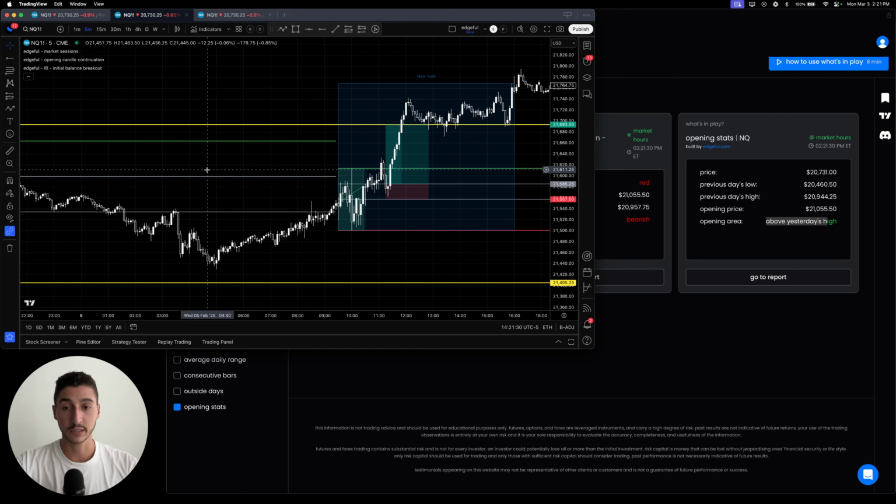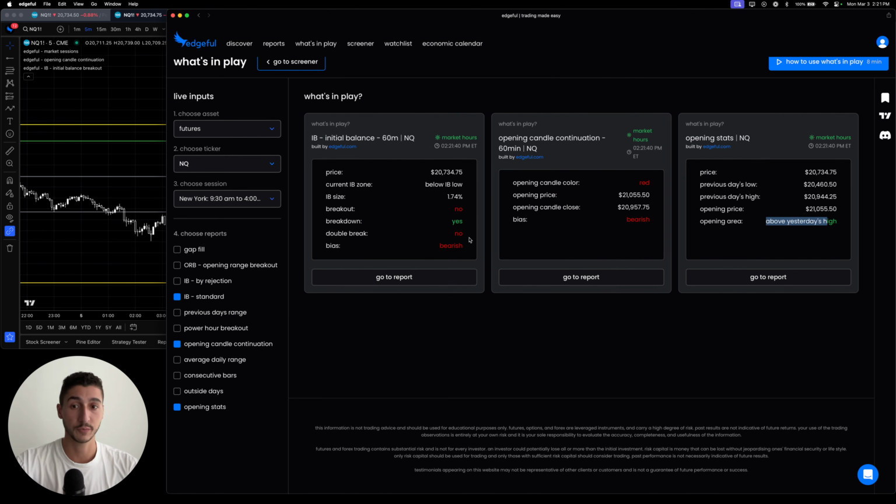Now, obviously, it is very important that you follow these different criteria. If you want to use different targets, that's totally fine. There are a bunch of other reports that you can use, like the initial balance buy levels. I recommend checking that out. But this setup specifically, this is it.